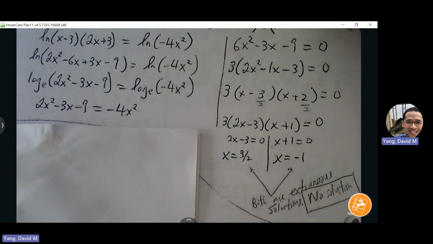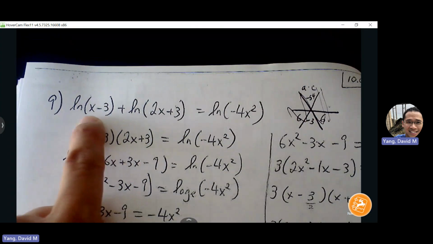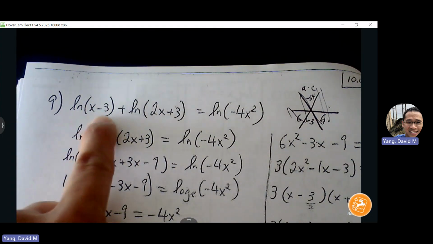What decides if they're extraneous or not? Okay, so what determines whether it's extraneous? So the big picture is that I can't have natural log of a negative value. So if it causes my parentheses to produce a negative value, then it's not part of the domain.